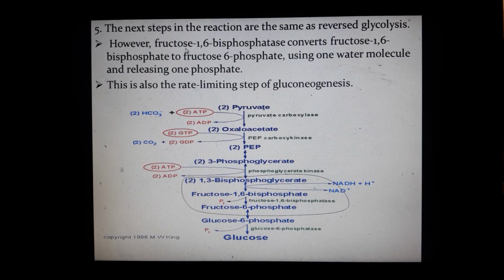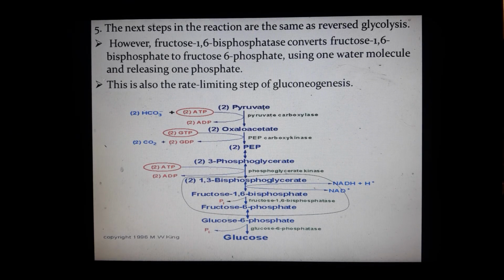However, this fructose 1,6-bisphosphate, okay? The fructose 1,6-bisphosphatase enzyme converts fructose 1,6-bisphosphate to fructose 6-phosphate. Okay? So this one uses one water molecule, and this is also the rate-limiting step of gluconeogenesis. So it is almost there. That is almost step number 2 of your glycolysis process.